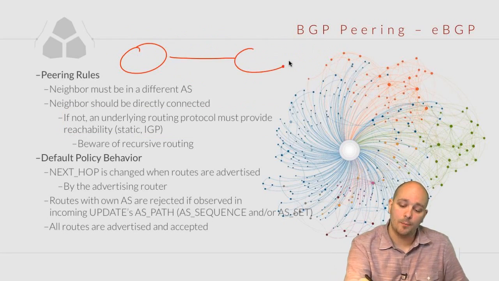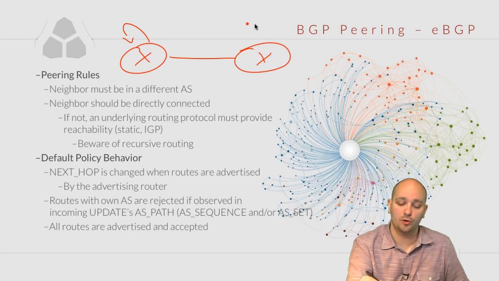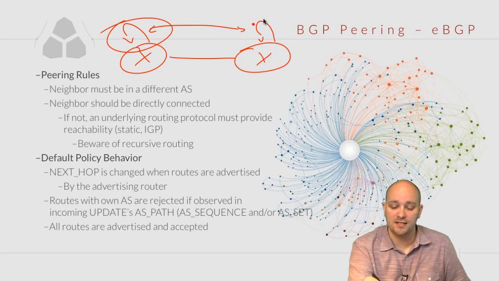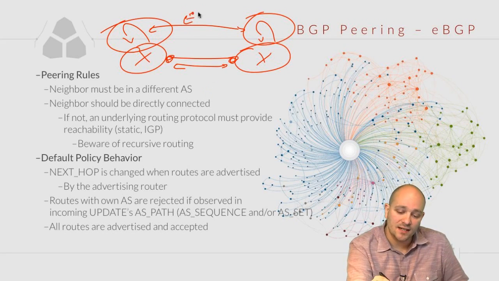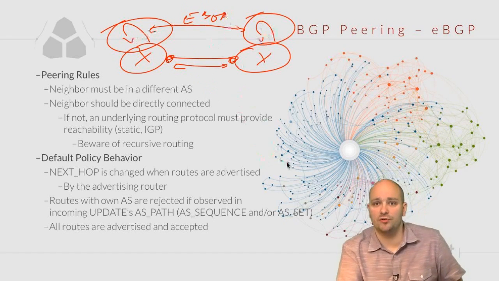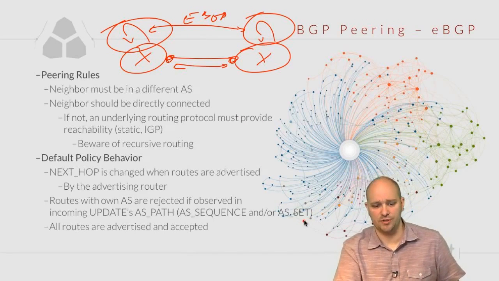And while they may appear to be directly connected, let's say that we had two routers that we wanted to peer between the loopback interfaces here. These loopbacks here are not directly connected. These interfaces here are directly connected. So we can still have eBGP peering between these two routers, but they are not directly connected. This is not an uncommon setup, and it does have some dangers associated with it.